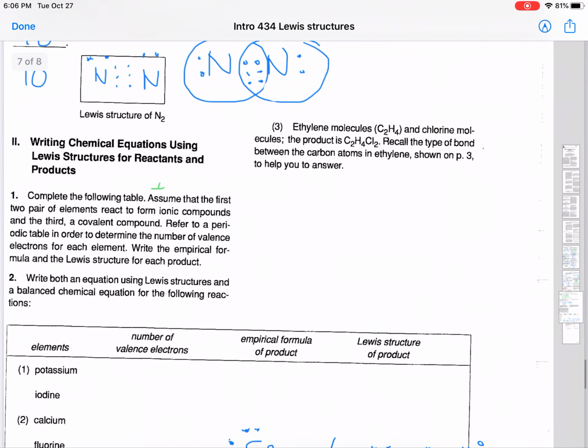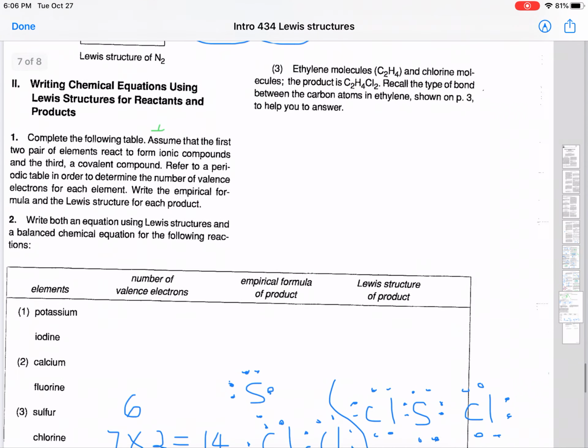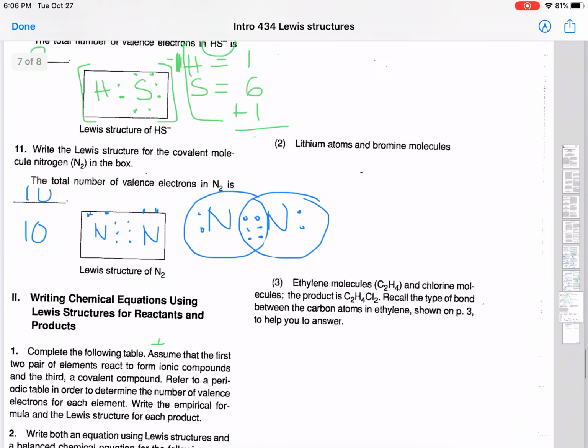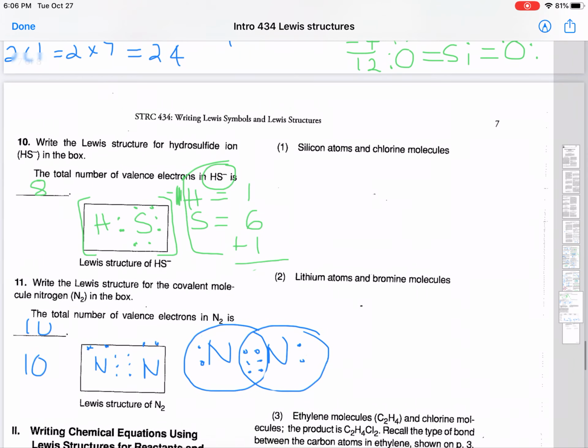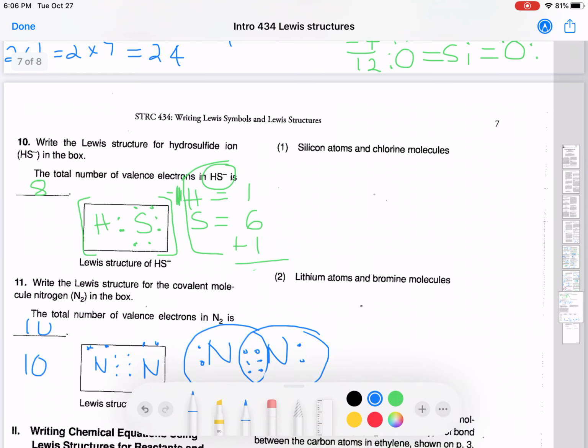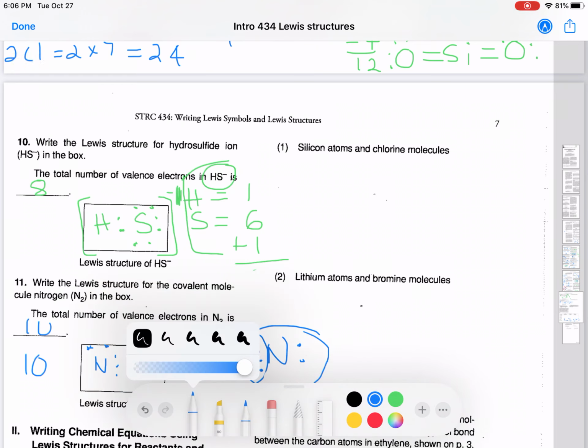Do we have something else? Yes. Okay, over here. So silicon atoms and chlorine molecules. So you have to write a reaction, how it's going to form. So the silicon atom, silicon is in group 4.